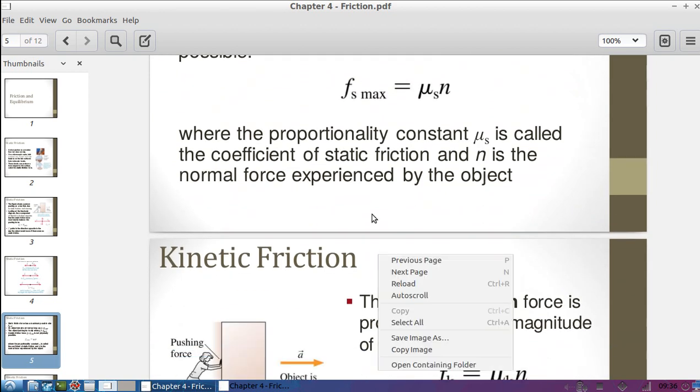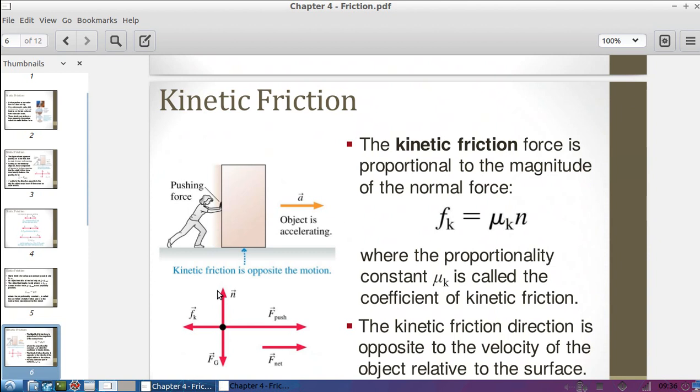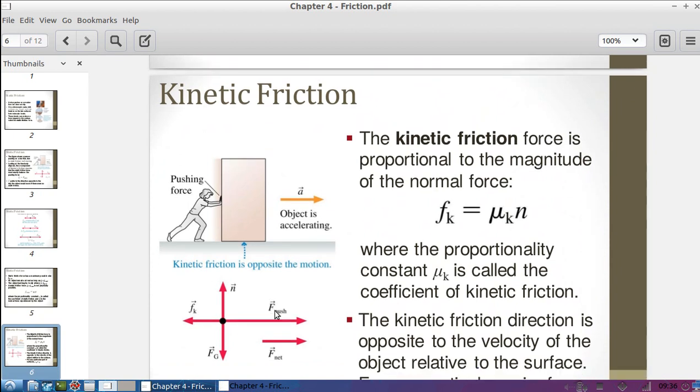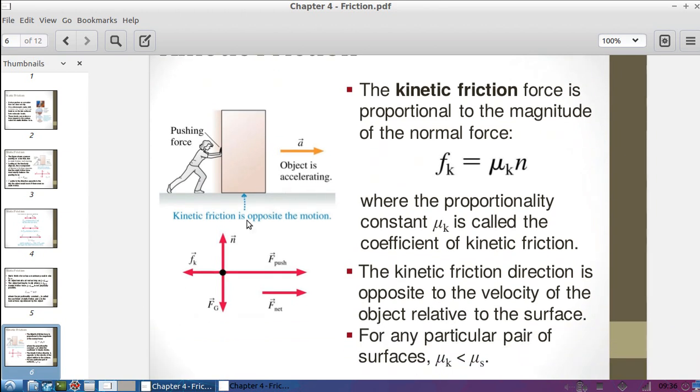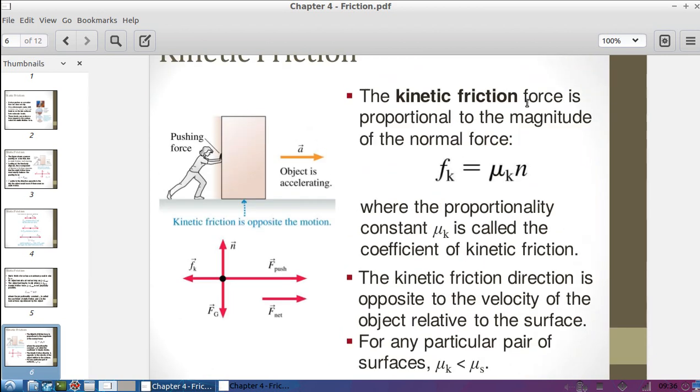So once you finally overcome that static friction, once your applied force is greater than the maximum static friction force, there's still friction. We still have the two surfaces in contact with each other, but now it's a different type of friction. It's called kinetic friction. The object is now accelerating. There's still a frictional force that's opposing the object's motion. It's going in the opposite direction of the applied force. But now it's kinetic friction. So we still have the same formula, which is nice. It's still mu times the normal force.